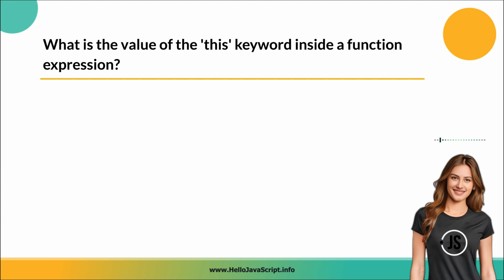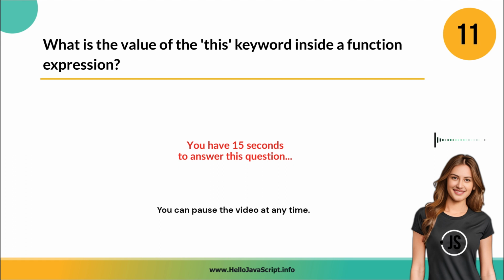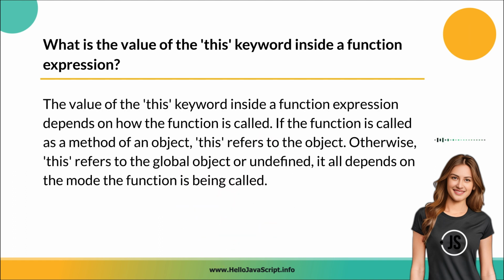Now, for the final question. What is the value of the this keyword inside a function expression? This is the correct way to answer this question. The value of the this keyword inside a function expression depends on how the function is called. If the function is called as a method of an object, this refers to the object. Otherwise, this refers to the global object or undefined. It all depends on the mode the function is being called.